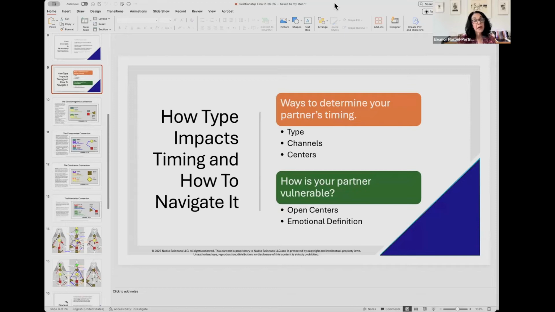Type impacts timing and how we navigate it. The ways to determine your partner's timing are type, channels, and centers. How your partner is vulnerable is determined by open centers and emotional definition. So we're going to go over those things, and I'm going to share with you some charts as well as show you the different kinds of channels.